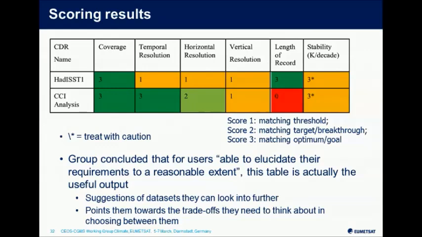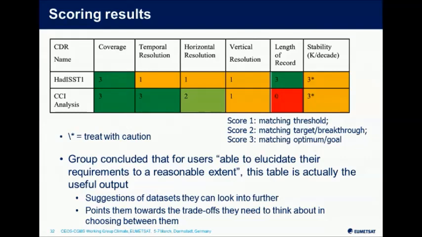Coverage: because both data sets are global, it gets the optimum score, a 3. For temporal resolution, HadISSD is matching only the minimum, so it gets only 1, and the CCI is getting 3. For horizontal resolution, it's getting 1 and 2. For vertical resolution, it's only meeting the minimum requirement, so it's only 1.